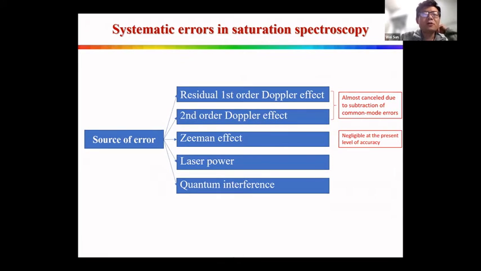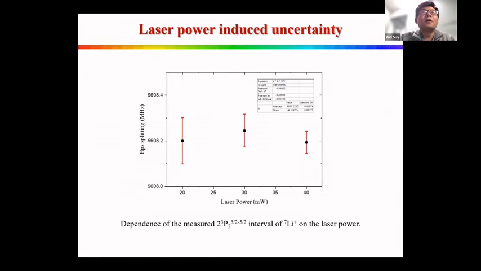And optical loss in the laser beam path may cause asymmetry in the Zeeman components and cause a shift of the line center. However, our calculations show that for the residual geomagnetic field in our experiment, this shift is negligible at the present level of accuracy. And next, we consider the influence of the laser power.